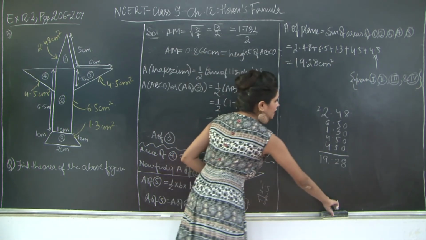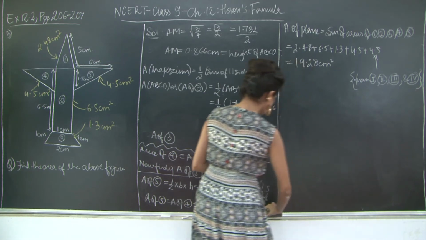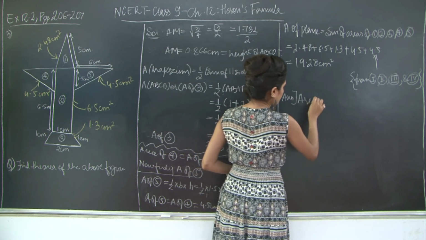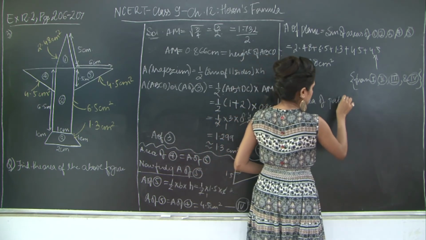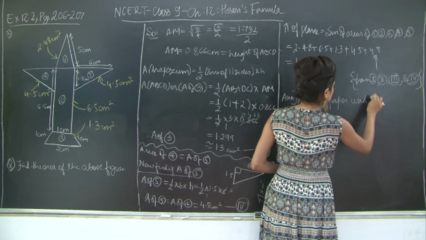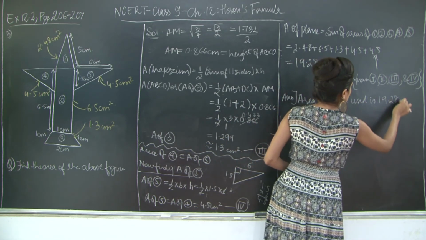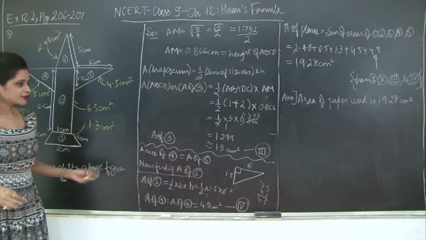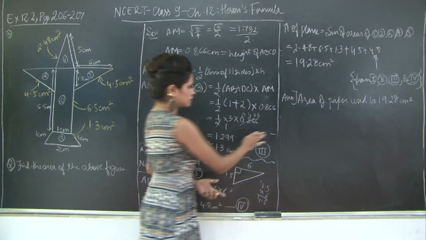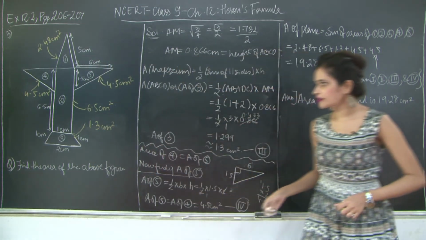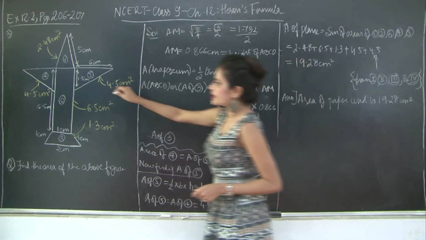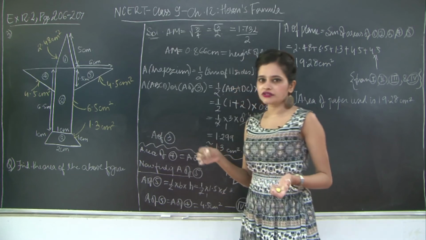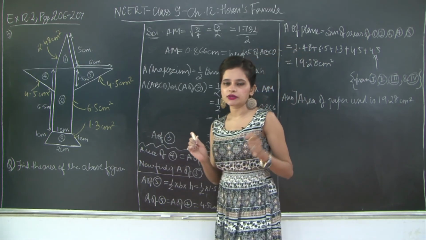Right? So finally we will write our answer. I'll say answer: area of paper used is 19.28 centimeter square. So please take a look at the solution. I know this is not the entire solution because we had to erase the board because of lack of space, but please take a note of this. This is very important. When you get big sums like this, always mark your areas in a pencil or with a different colored pen so that it becomes easy for you to calculate towards the end.